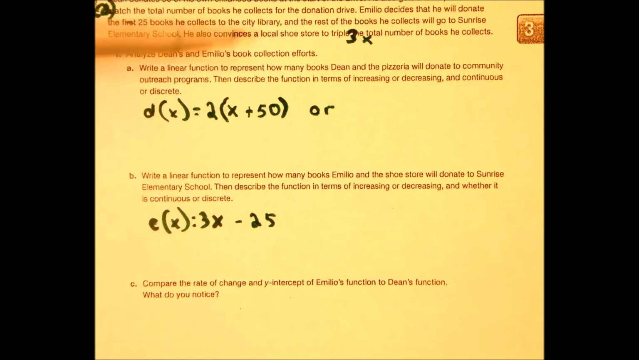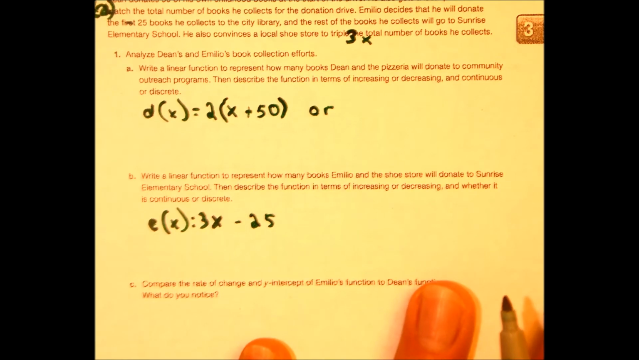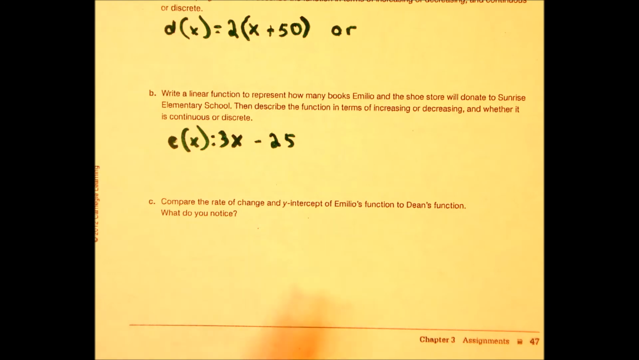All right, so that means there's at least 100 books that Dean will start with, right? But he's not going to collect as many right away. Whereas Emilio is going to be collecting 3 times the amount of books, but he's short 25 because he's giving the first 25 away to a different charity. All right, so now let's go look over at D, and you should see you've got plenty of room to write those answers. So they're talking about compare the rate of change and the y-intercept between the 2 functions. All right, so let's move over.